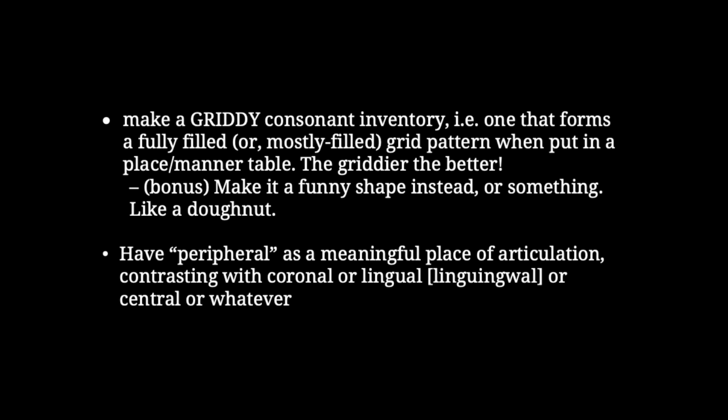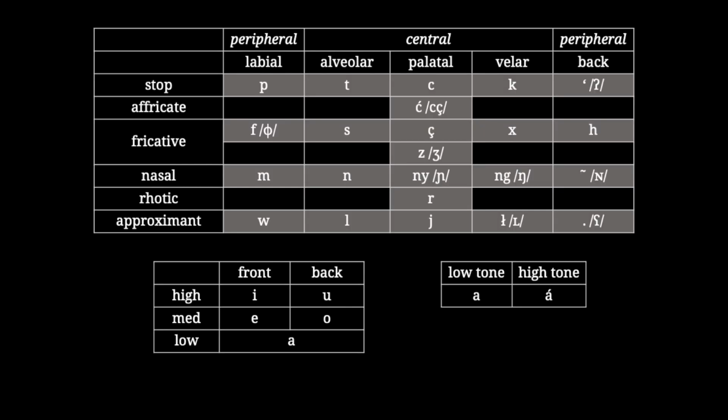Scoring the phonology against these criteria, I'd say that it's not very griddy. It's also not a funny shape, like a donut. Looks more like a rib cage. Did I just say rib cage instead of rib cage?